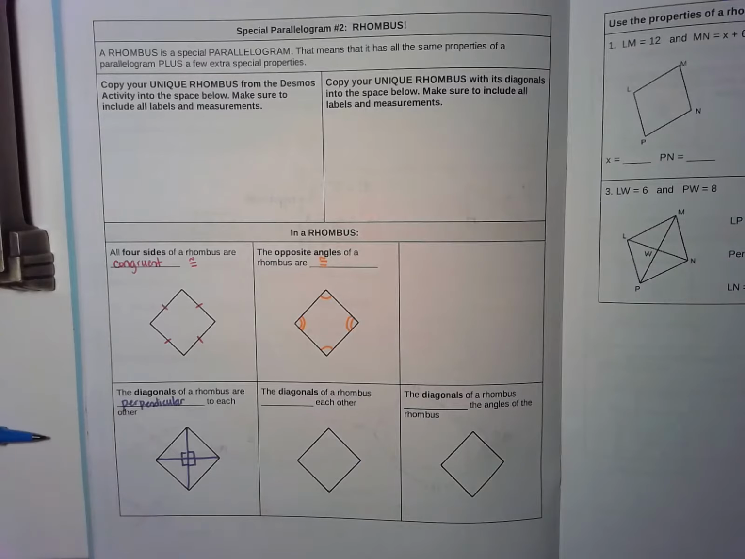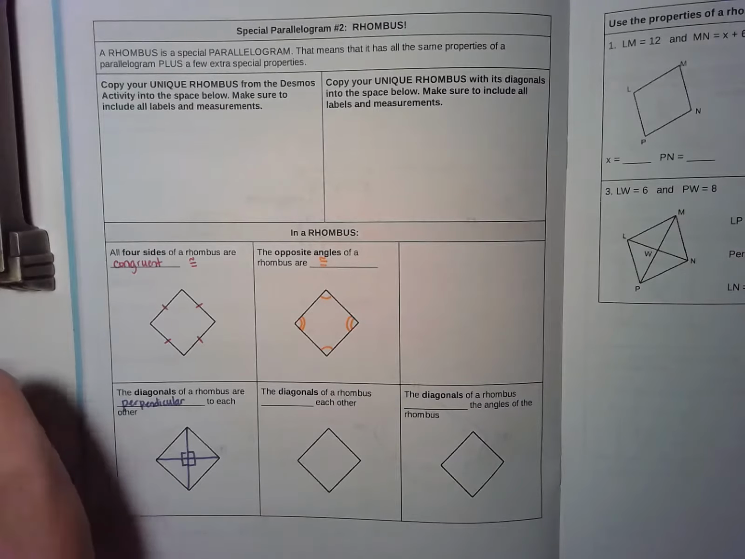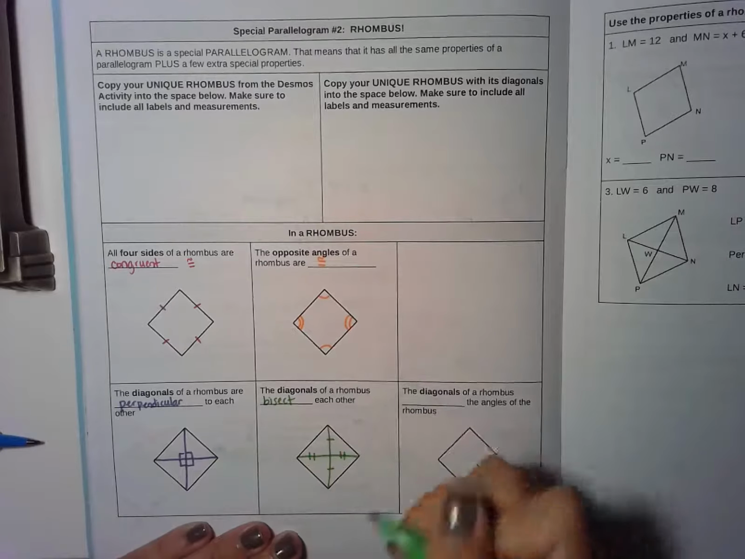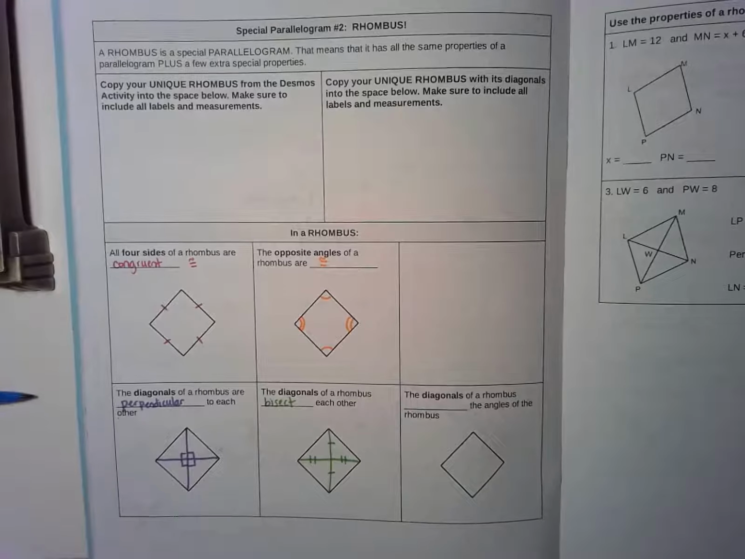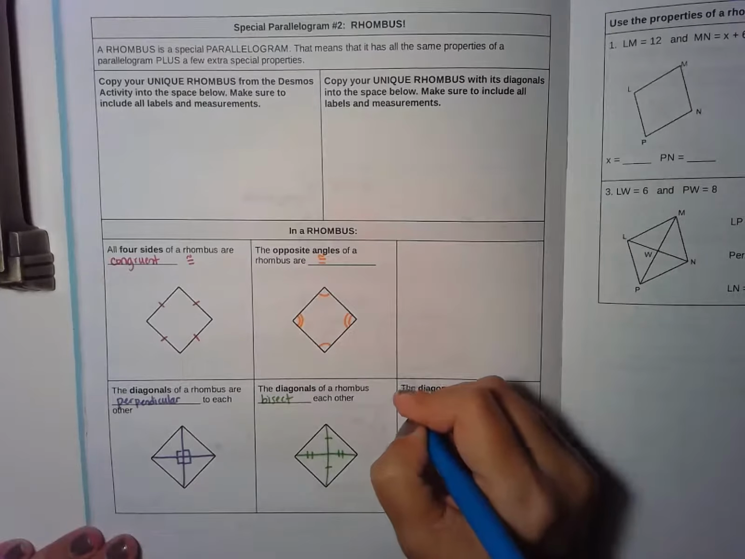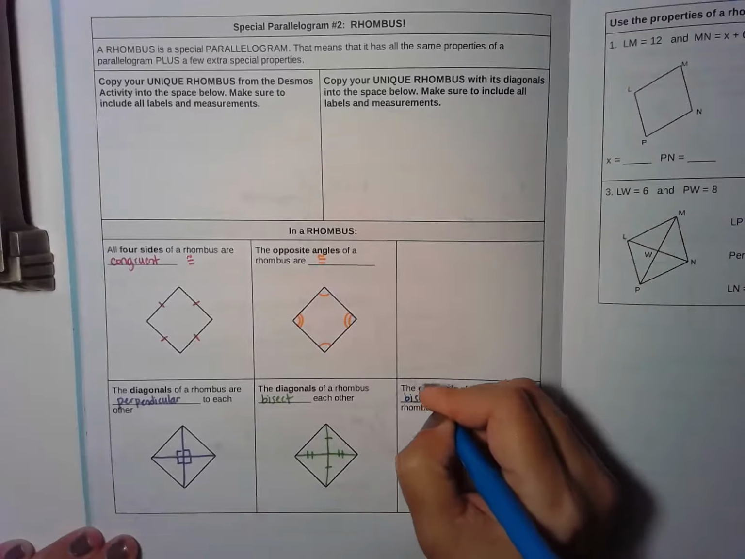So just like with a parallelogram, you're going to get 2 different sets of congruent pieces. So the diagonals of a rhombus also bisect each other, but they're not necessarily the same size. So in addition to them being perpendicular, you're going to have 2 different sets of congruent segments formed by those diagonals. Last but not least, the diagonals of a rhombus bisect the angles of the rhombus.